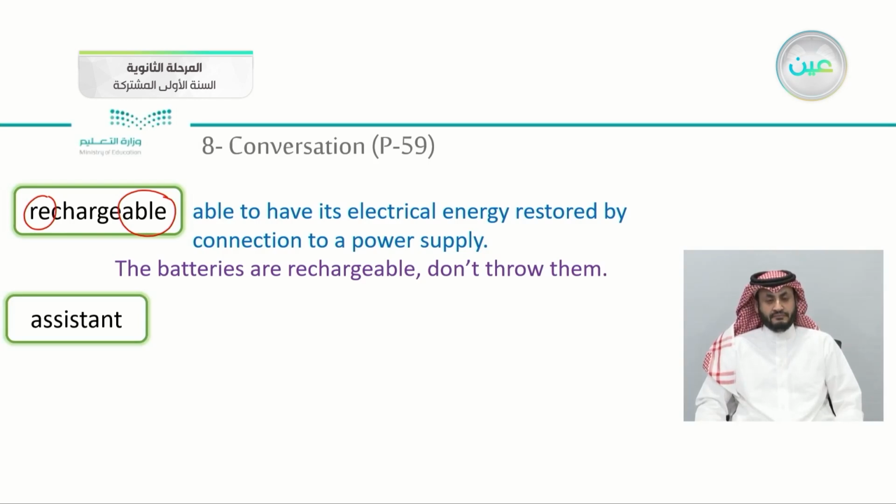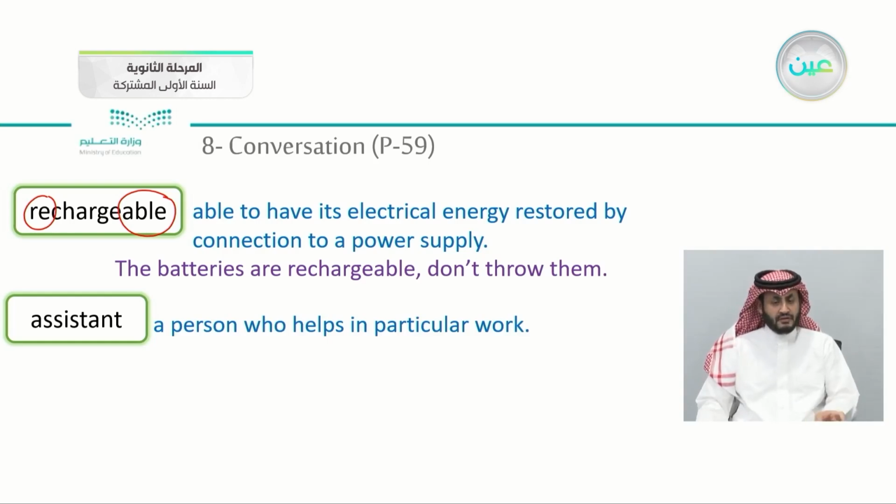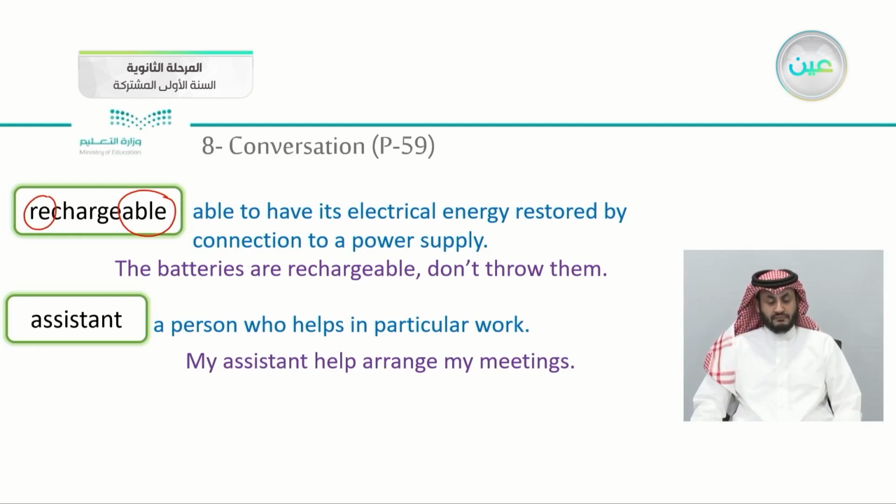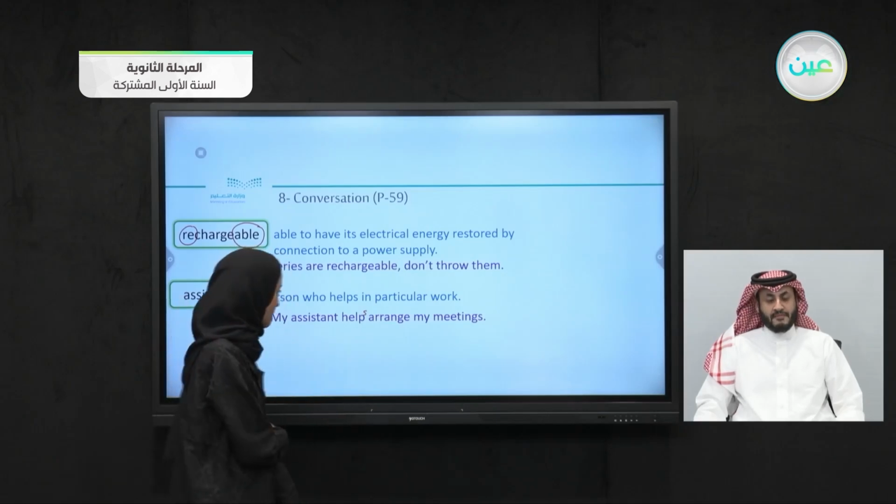Also, assistant. I don't have an assistant. Who is an assistant? An assistant is a person who helps in a particular work. If you have too much to do, you need an assistant, someone who will help you to do certain things. So here, my assistant helps me arrange my meetings. I have many things to do and I need an assistant.